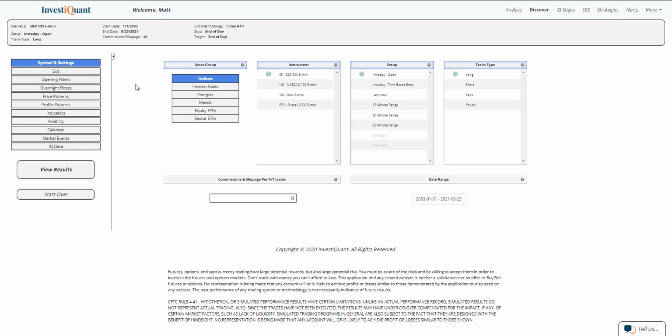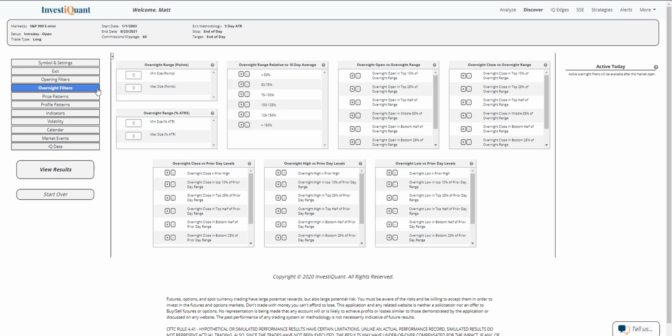So we're going to look at something a little bit different this morning. We're going to be looking at an overnight pattern for the S&P specifically. And what we're going to be looking at is what has happened historically when the overnight session opens near the lows and then closes near the highs on a Monday morning. So let me go ahead and get this set up.